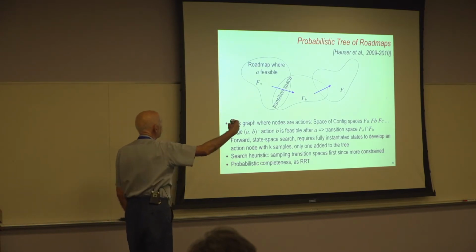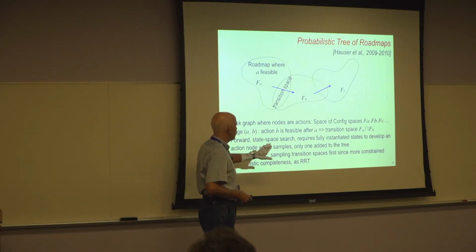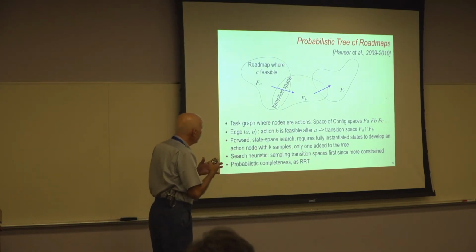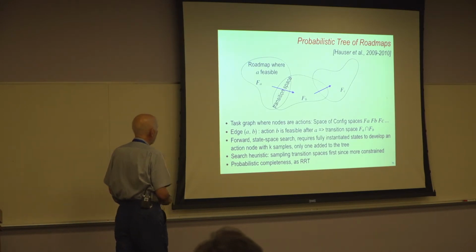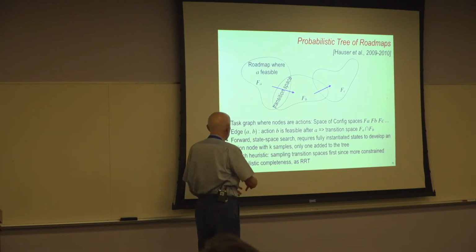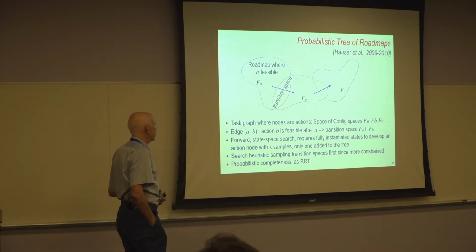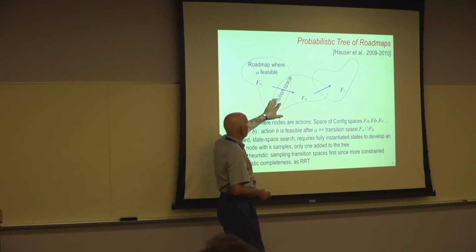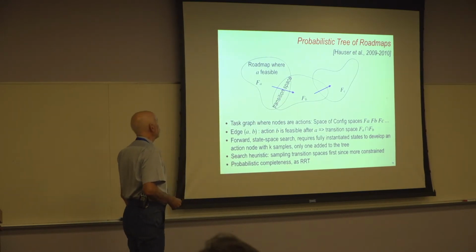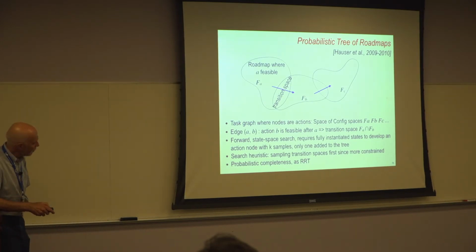So which leads you to the intuition of how a forward state space search that takes into account fully instantiated state. Fully instantiated state is something very demanding. That is, you know all the metrical parameters of each action to develop an action node with sampling. And in each case, you take k samples, but only one is added to the tree, and you pursue the search. And you do that with some heuristics, where you have sample transitions spaces here, because there are more constraints. Because here, the space is smaller. And you sample there first, according to these heuristics, in order to do your search. You have a probabilistic completeness, and this is akin to RRT. This is basically an extension of RRT over a space of roadmaps.